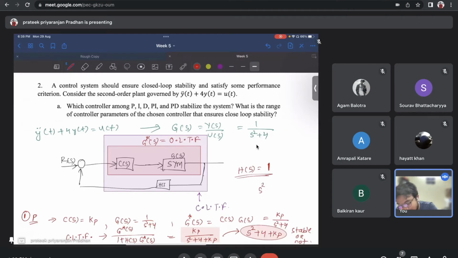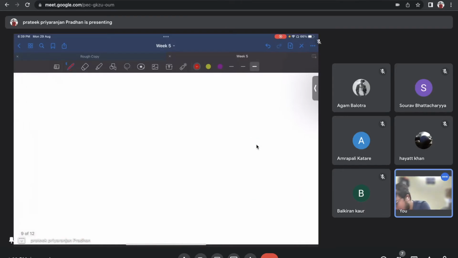So simply S square plus 4 plus Kp needs to be equal to 0. That means S square is equal to minus (4 plus Kp). So here are two situations: one is Kp greater than minus 4 and another is Kp less than or equal to minus 4. When Kp is less than or equal to minus 4, you will get both the poles on the imaginary axis. And for Kp greater than minus 4, you will get one pole here, one pole here.